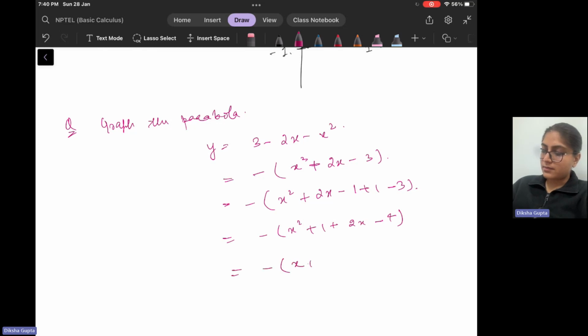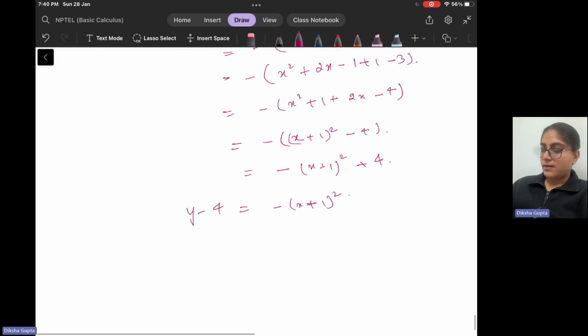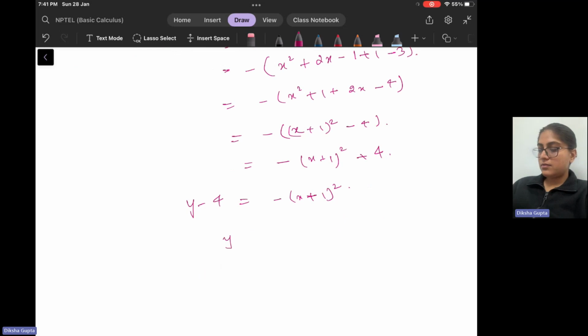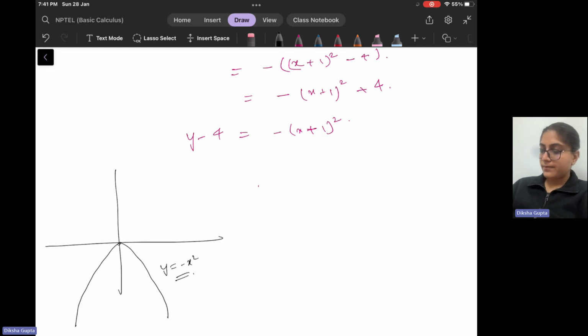This is minus ((x plus 1) square minus 4). This is minus (x plus 1) square plus 4. So this is y minus 4 equals minus (x plus 1) square. Now this is like a y equals minus x square kind of graph. So what we'll plot first is y equals minus x square. This is like this, right?